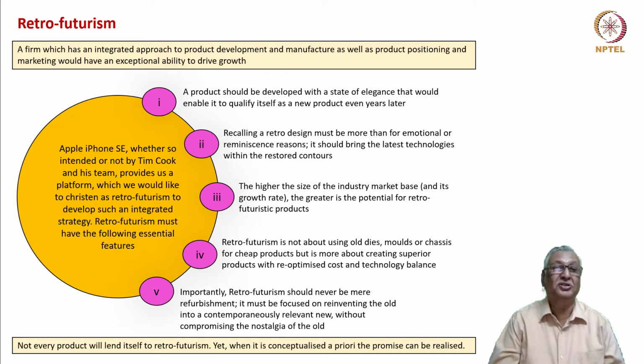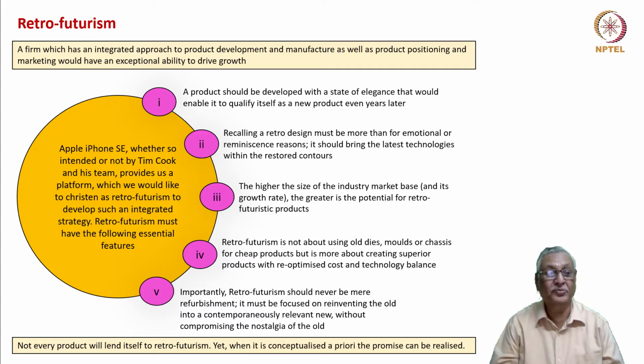A firm which has an integrated approach to product development and manufacture as well as product positioning and marketing would have an exceptional ability to drive growth based on retrofuturism. Apple iPhone SE, whether so intended or not by Tim Cook and his team, provides us a platform to analyze retrofuturism. This retrofuturism develops an integrated strategy having 5 essential elements. The first element is that a product should be developed with a state of elegance that would enable it to qualify itself as a new product even years later.